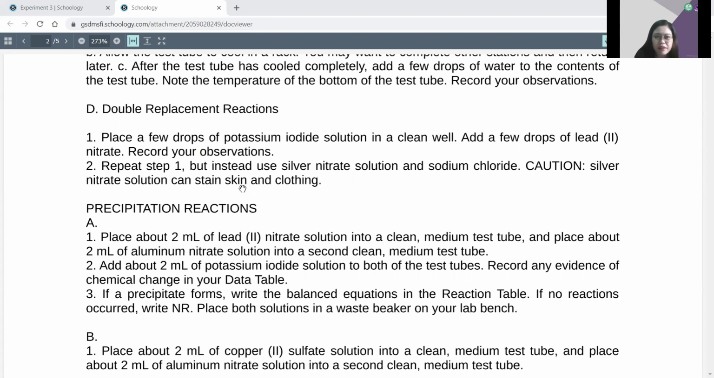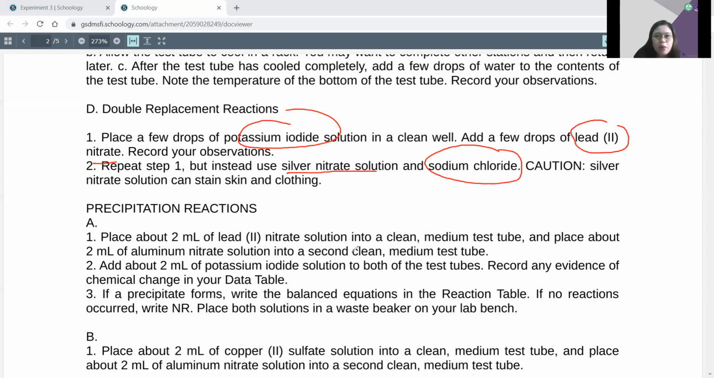And then we have, sorry, we have double replacement or double displacement reaction using potassium iodide, and you have to react it with lead 2 nitrate. And then of course you have to observe what will happen next after the reaction. And then the second step is, instead of using these two, you will have now the silver nitrate solution to be reacted with sodium chloride. Okay, that's the second step for the double displacement reaction.